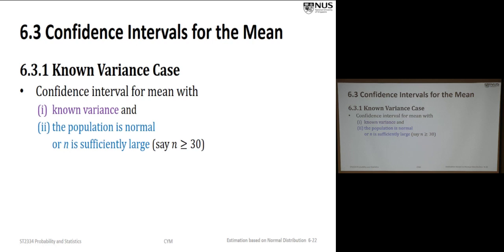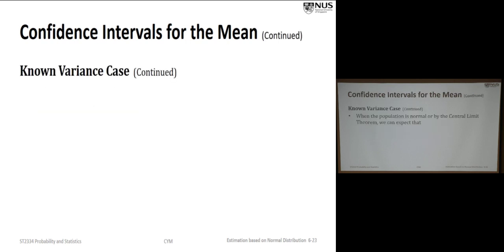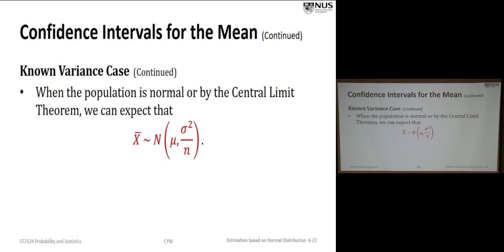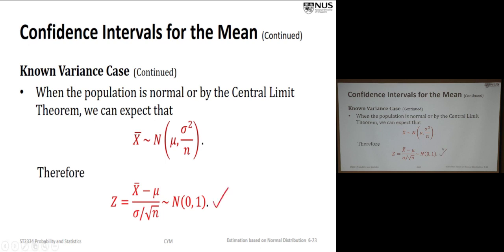And the population is normal, that means all the x are normally distributed, or at least the sample size is big. Then, as I just mentioned, x bar minus mu over sigma over root n is standard normal. It's important that we get this quantity, in this case, x bar minus mu over sigma over root n.